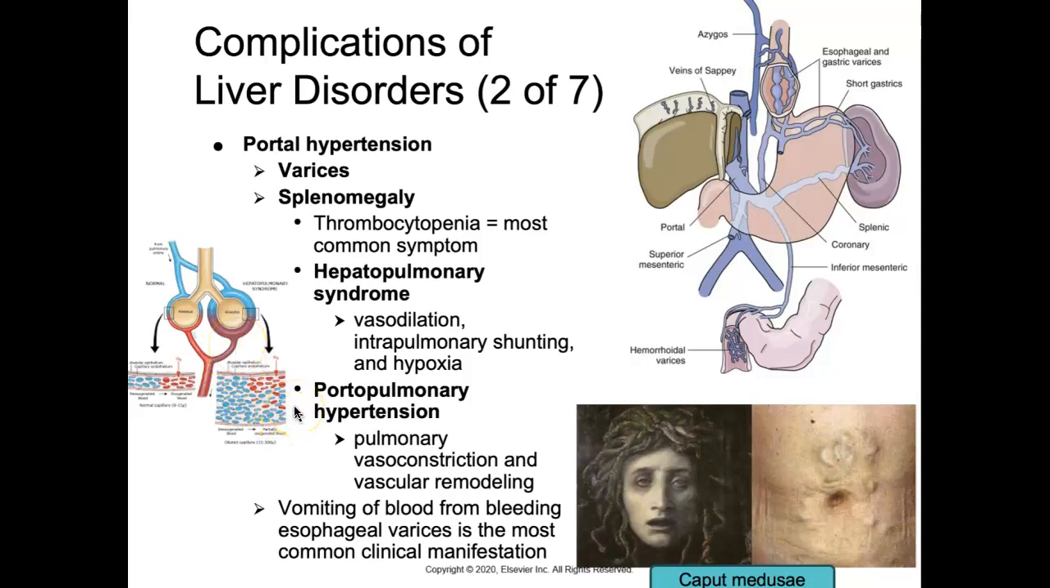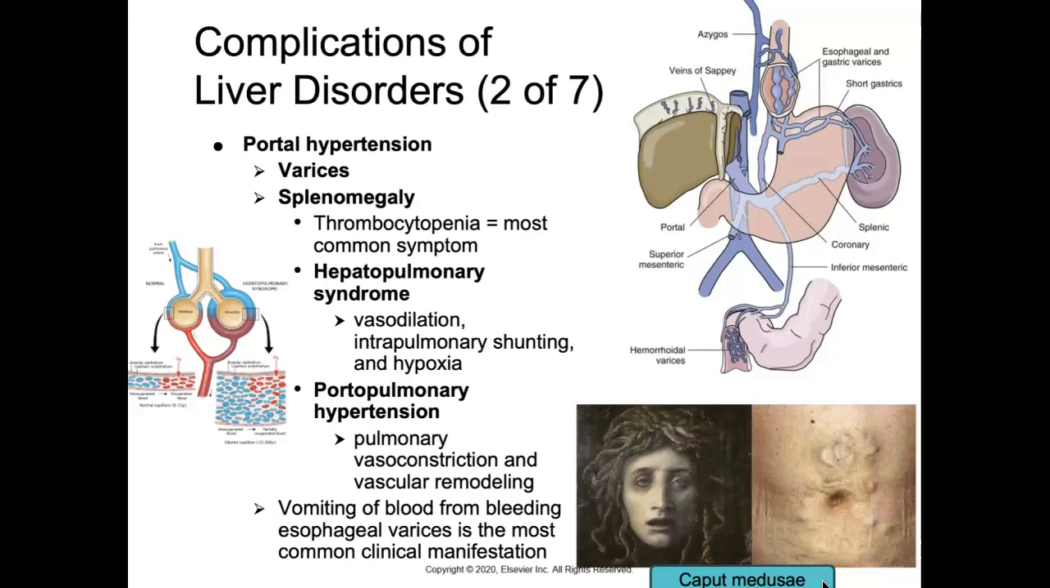The other condition that can develop as a complication is portopulmonary hypertension, and this is when we get pulmonary vasoconstriction and vascular remodeling. So stepping away from splenomegaly and talking about portal hypertension in general, vomiting of blood from bleeding esophageal varices is going to be the most common clinical symptom. And so when we have a slow chronic bleeding from the varices, we can develop anemia or melena, and if those varices rupture, it could cause hemorrhages, and the vomiting can become more of a dark colored type of blood.